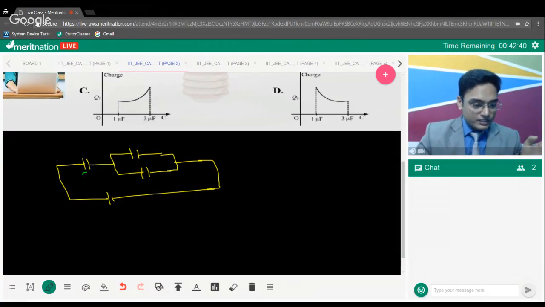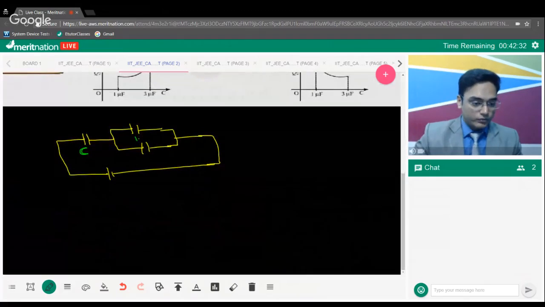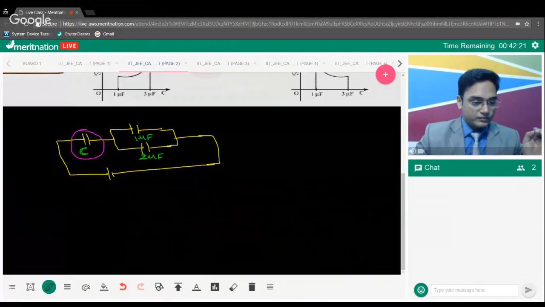Now this is C, and these other 2 capacitors have given values. I'm just taking 1 microfarad and 2 microfarad. This is 1 microfarad and this is 2 microfarad. Now if we change C, my question is, guys, will the charge on this capacitor change or remain constant? Obviously it will change.